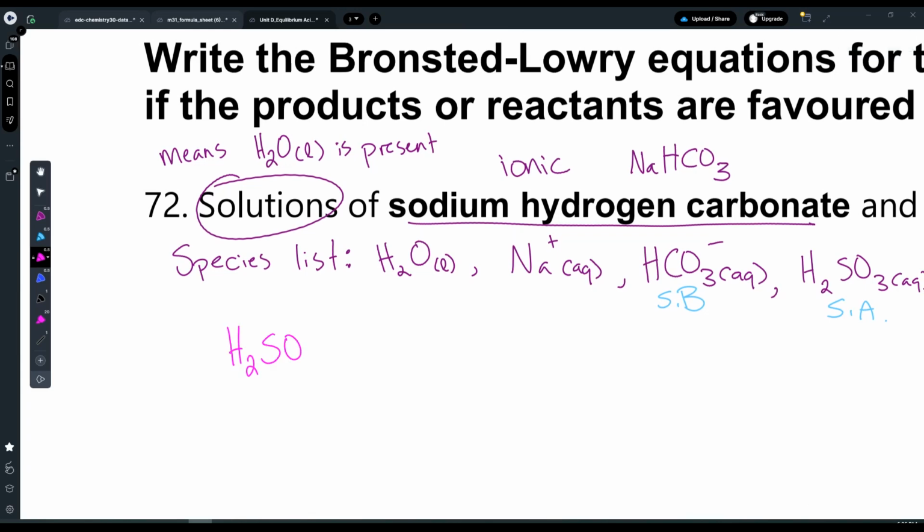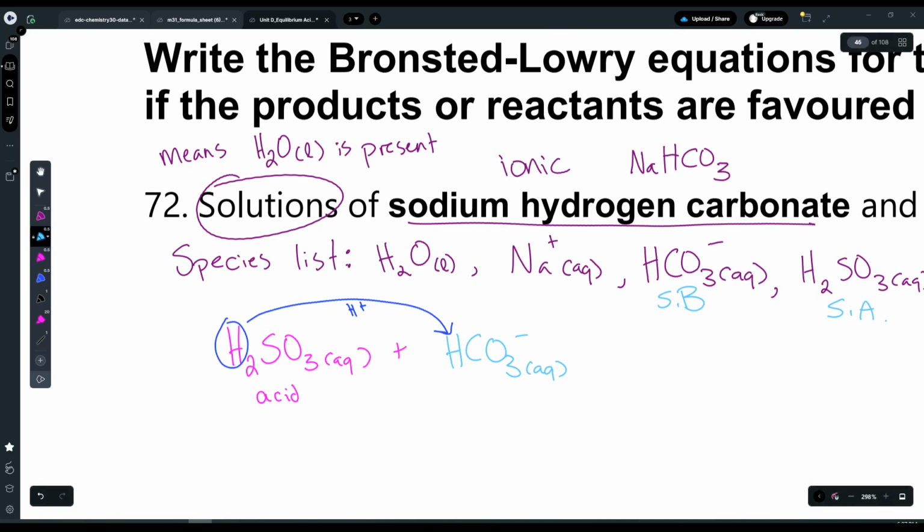So here's my acid. Here's my base. So remember that acids donate their protons. So acids, A for away. So one hydrogen moves away from the acid towards the base.